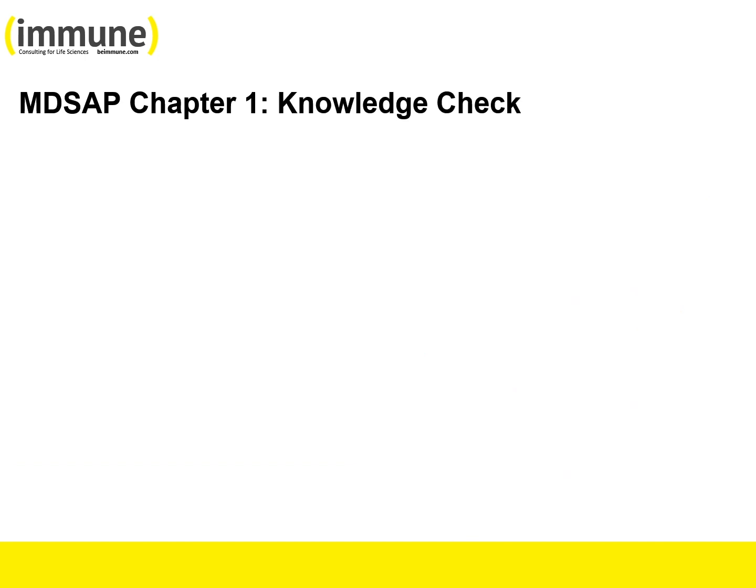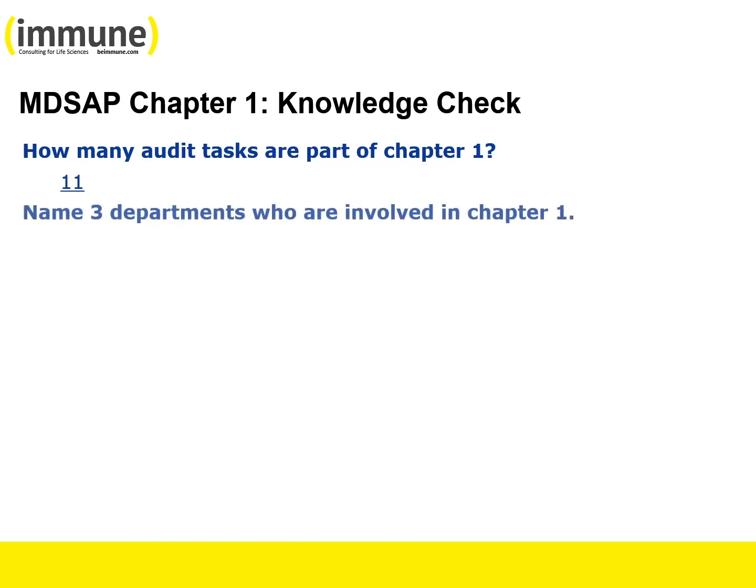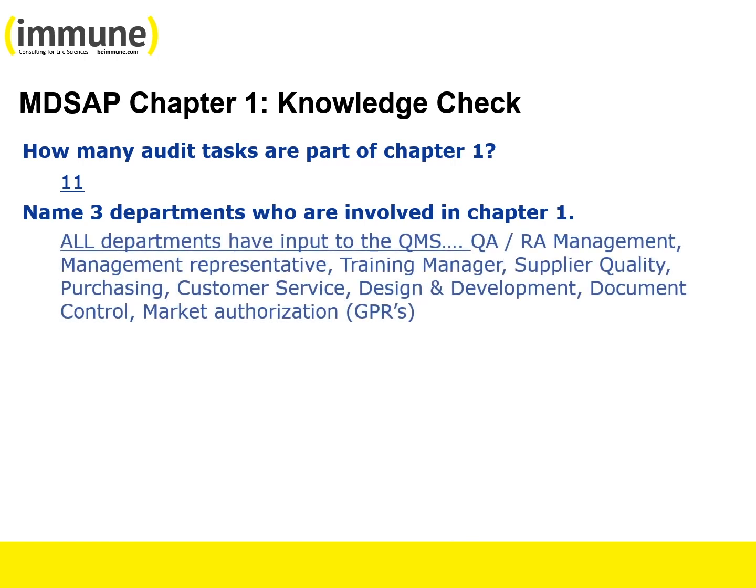There's a lot of information in Chapter 1, so let's go ahead and do another knowledge check. How many audit tasks are part of Chapter 1? If you remembered 11, you are correct. Name 3 departments who are involved in Chapter 1. There are many departments because all departments participate in the quality management system, but a few of those are listed below. Name 1 task objective from Chapter 1.